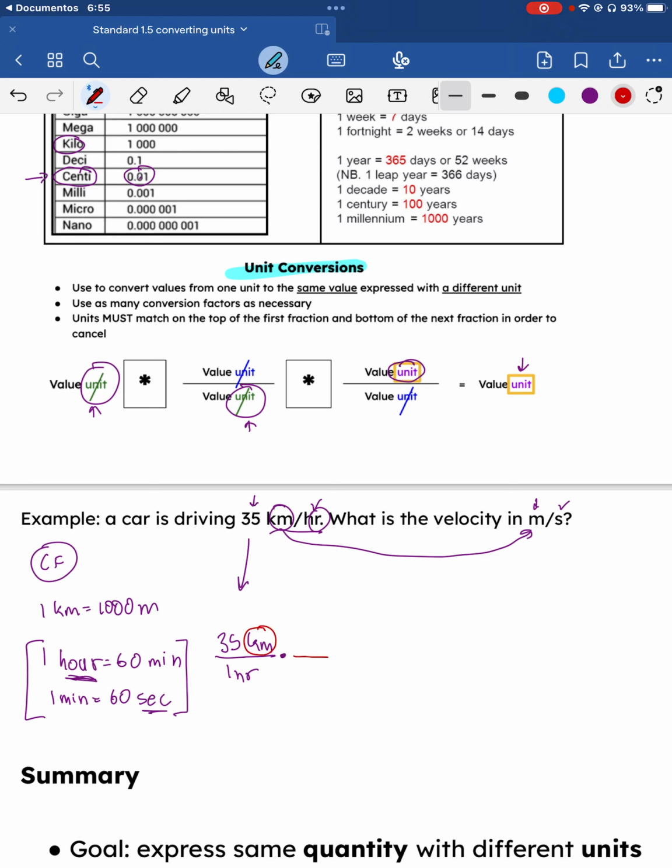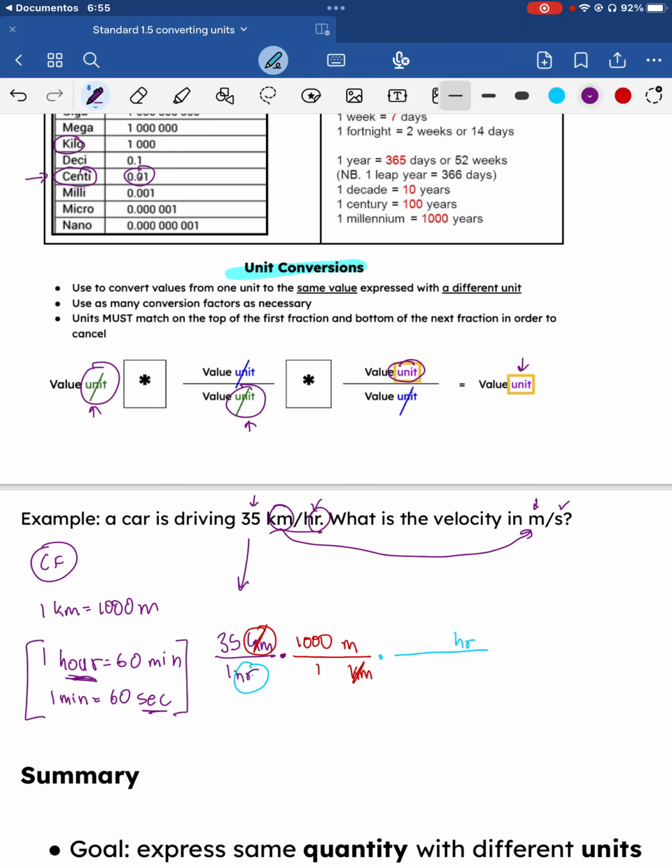So kilometers are here. We have kilometers on the bottom, meters on top. 1 kilometer is 1,000 meters. So now my kilometers have canceled. Great. Now let's deal with the hours, okay? Hours are in the bottom in my first unit. Well, if they're in the bottom, hours will have to be on top to cancel. They always have to be on top and bottom to cancel.